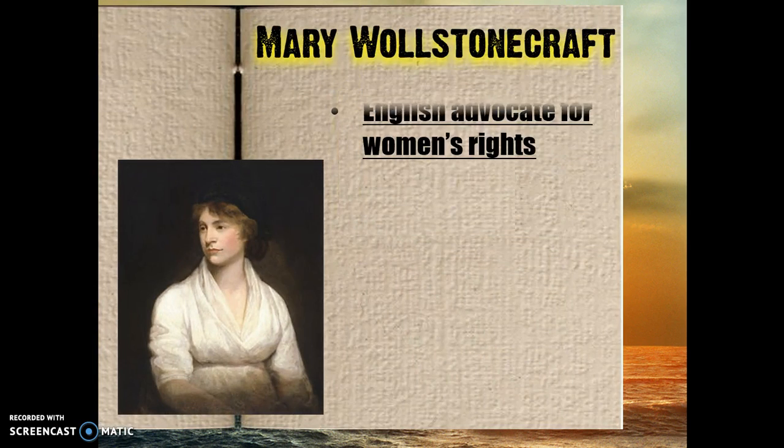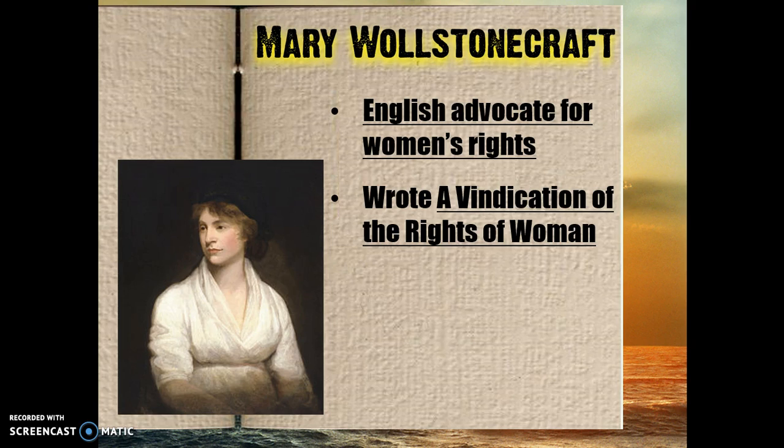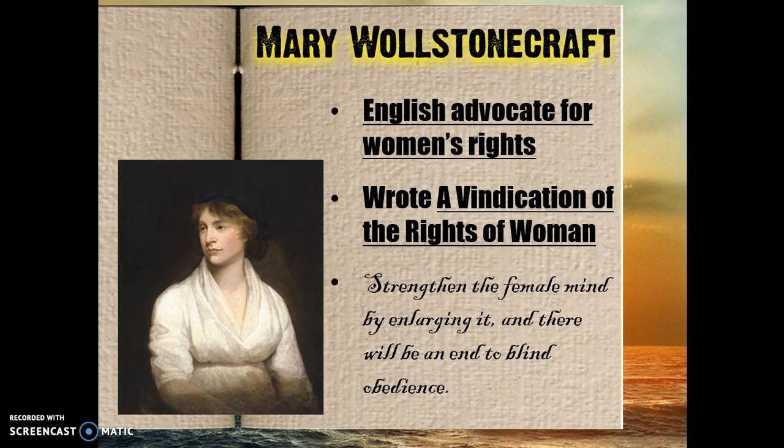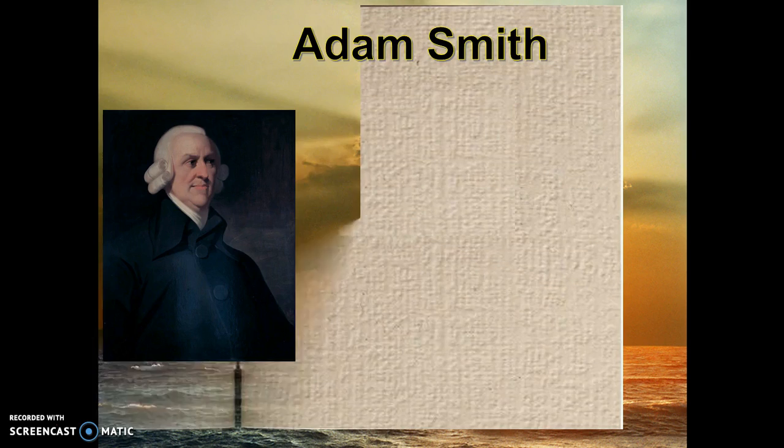Mary Wollstonecraft is an English advocate for women's rights. She is one of the first feminists in Europe. She wrote a pamphlet titled "A Vindication of the Rights of Women," and she said, "Strengthen the female mind by enlarging it, and there will be an end to blind obedience." So she was promoting education for women so that they were no longer oppressed by society.